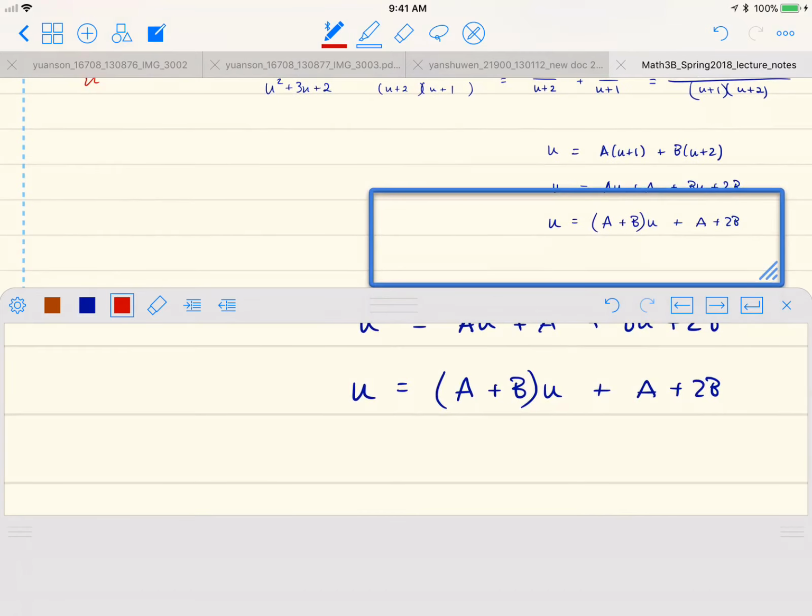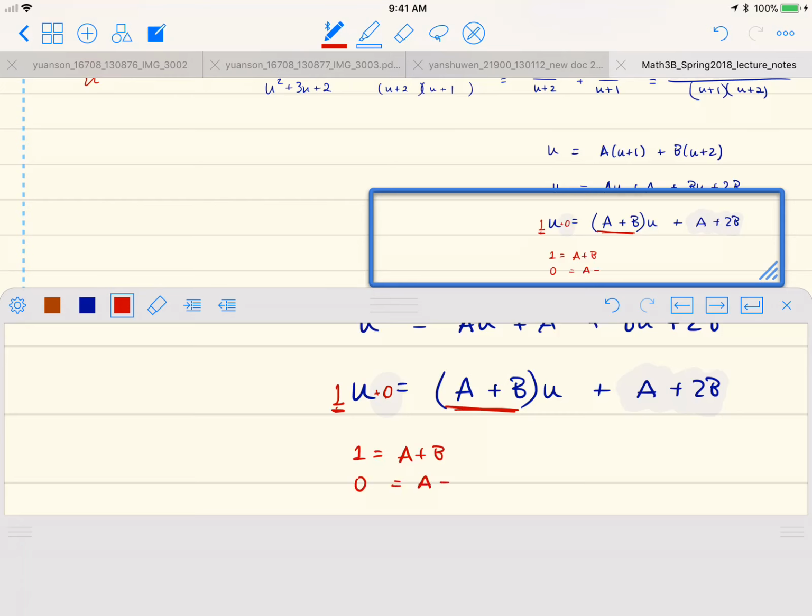Now, what are my equations? a plus b must be equal to 1. Why? Because this is the same as 1 times u plus 0, right? So a plus b has to be equal to 1. And then this 0 must be the a plus 2b.